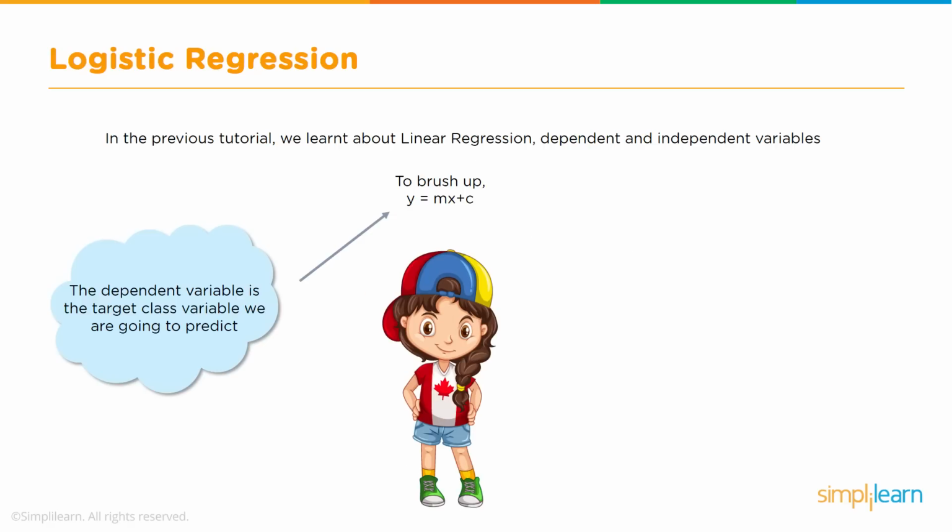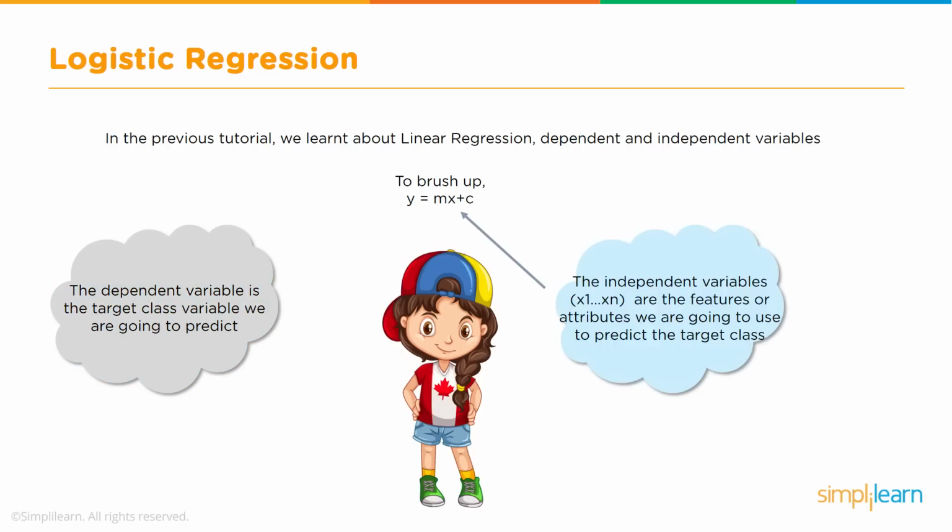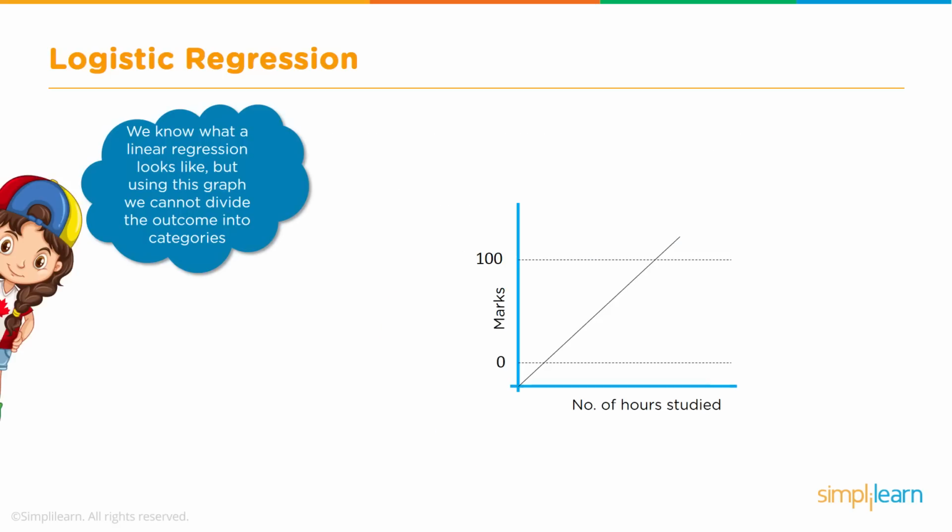In the previous tutorial, we learned about linear regression, dependent and independent variables. So, to brush up, y equals mx plus c. Very basic algebraic function of y and x. The dependent variable is the target class variable we are going to predict. The independent variables, x1 all the way up to xn, are the features or attributes we're going to use to predict the target class. We know what a linear regression looks like, but using the graph we cannot divide the outcome into categories. It's really hard to categorize 1.5, 3.6, 9.8.